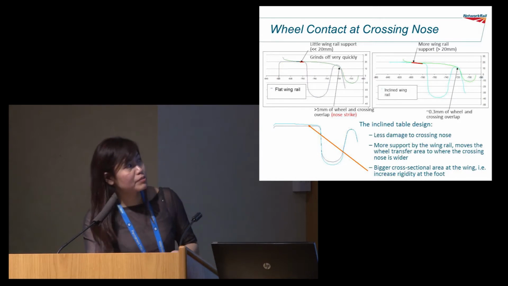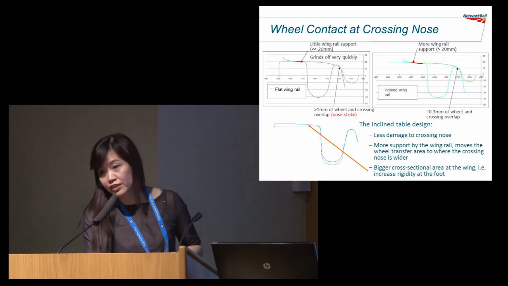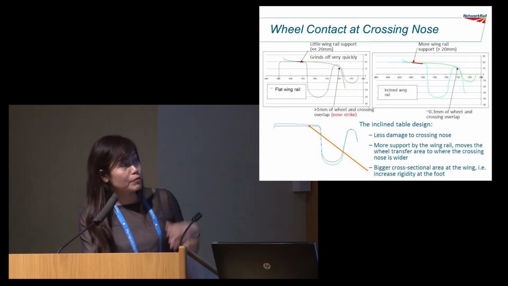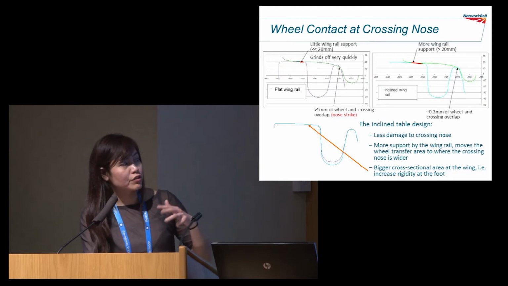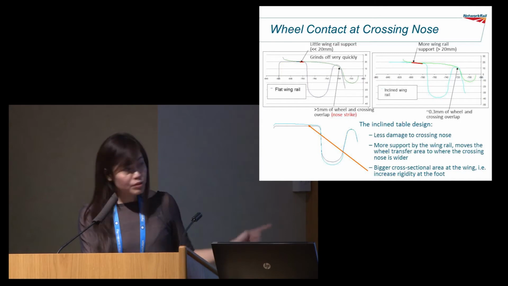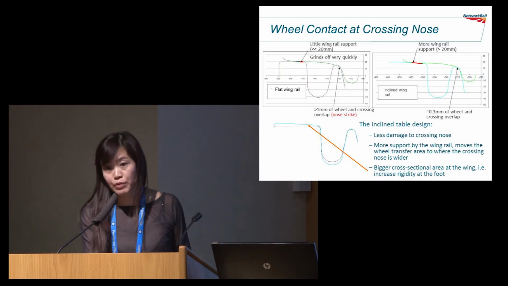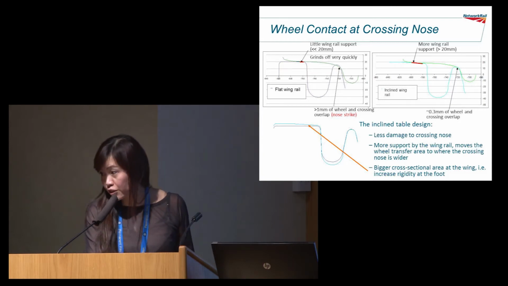So the inclined table design seems to be better. It reduces the damage to the crossing nose. It provides more support on the wing rail and moves the wheel transfer area to where the crossing nose is bigger, behind the tip. And also, you have a bigger cross section at the wing. Perhaps this will increase the rigidity at the foot.